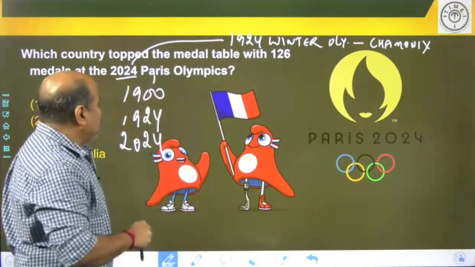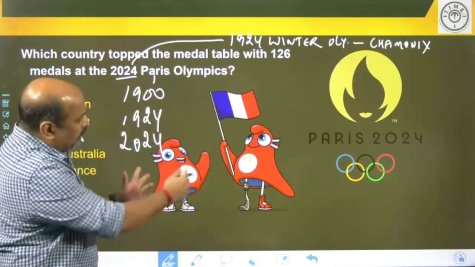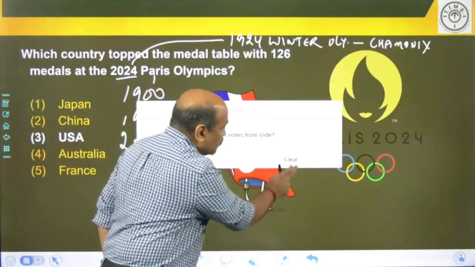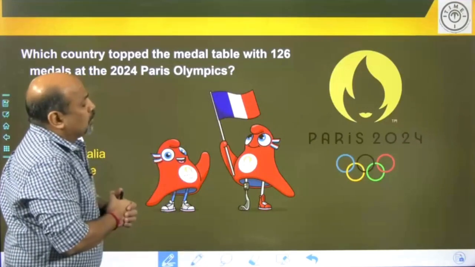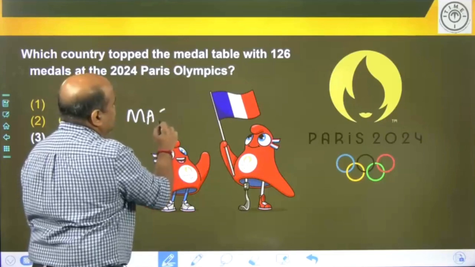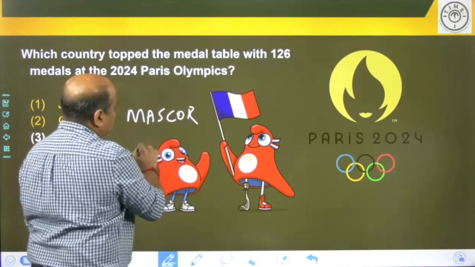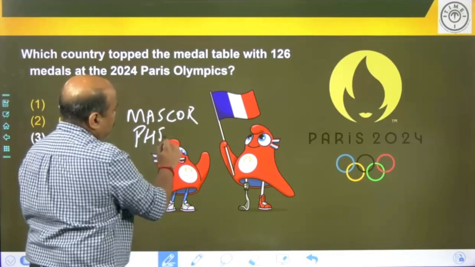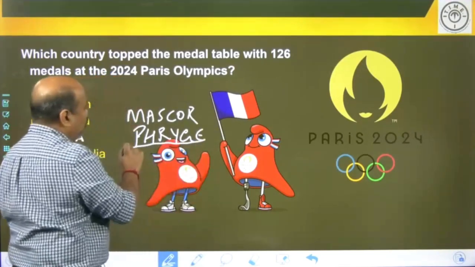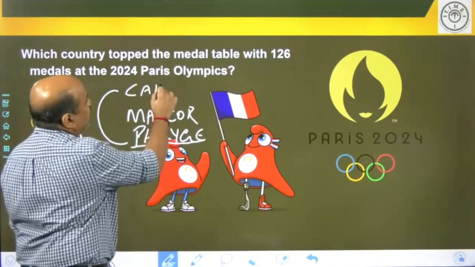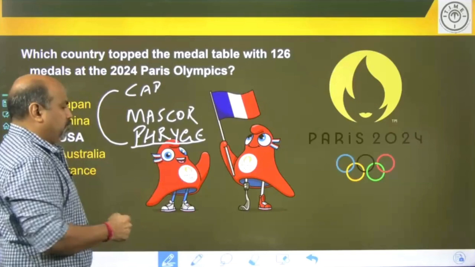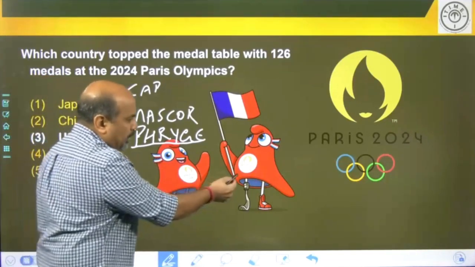Now, let's look at what are these pictures, okay. This is the mascot. What is this? The mascot's name is Fries. What is this? It's a French cap, topi. It's a kind of a French cap, okay. This is the logo of the Paris Olympics. This is the Paris Olympics.